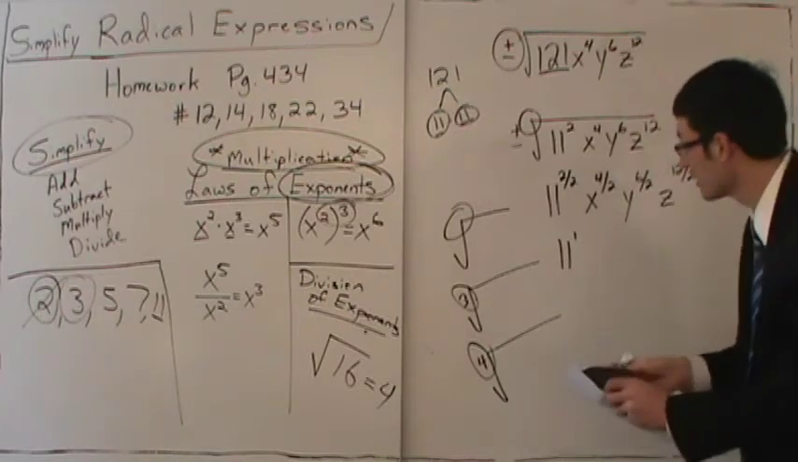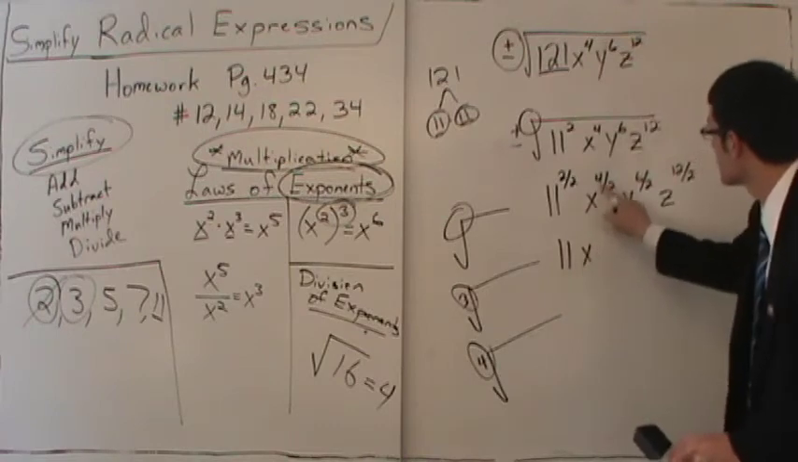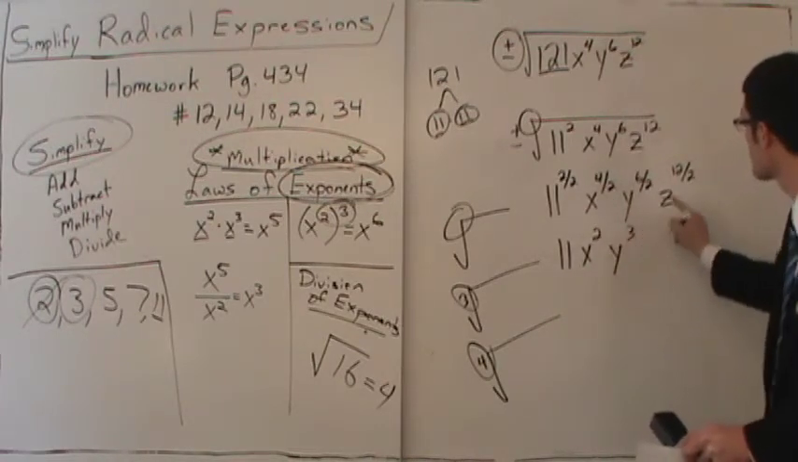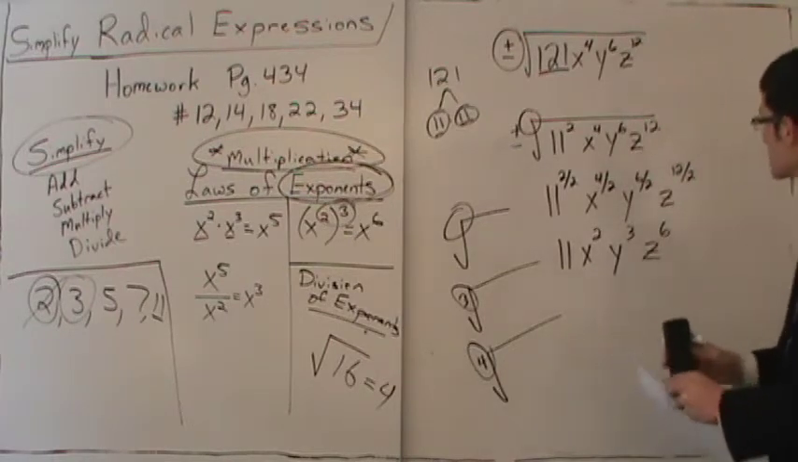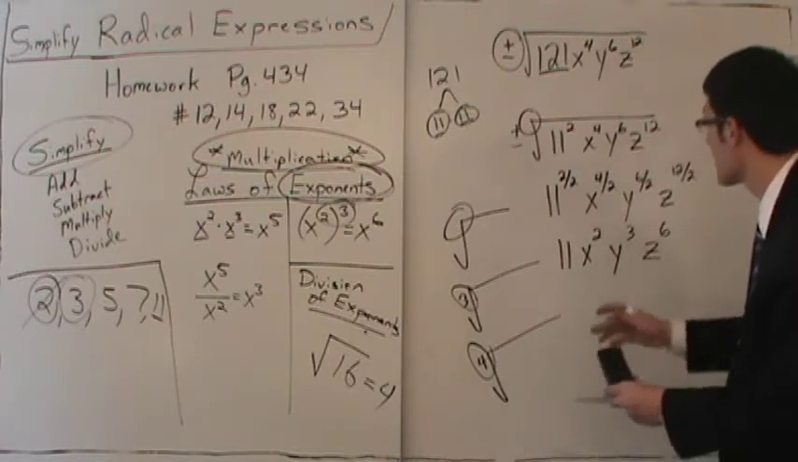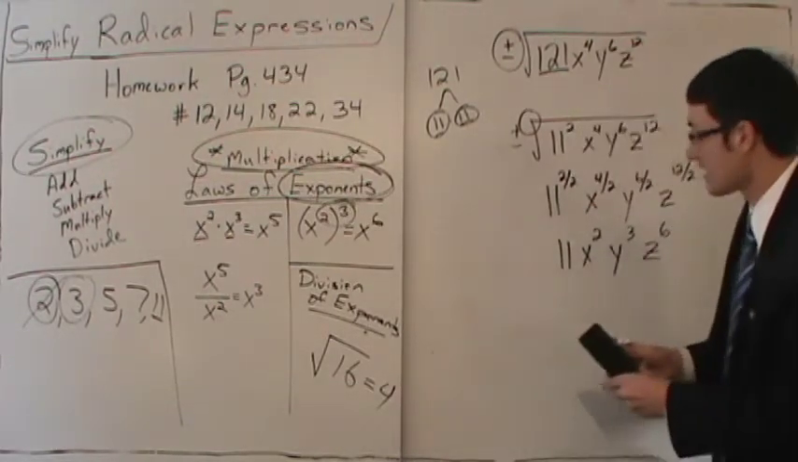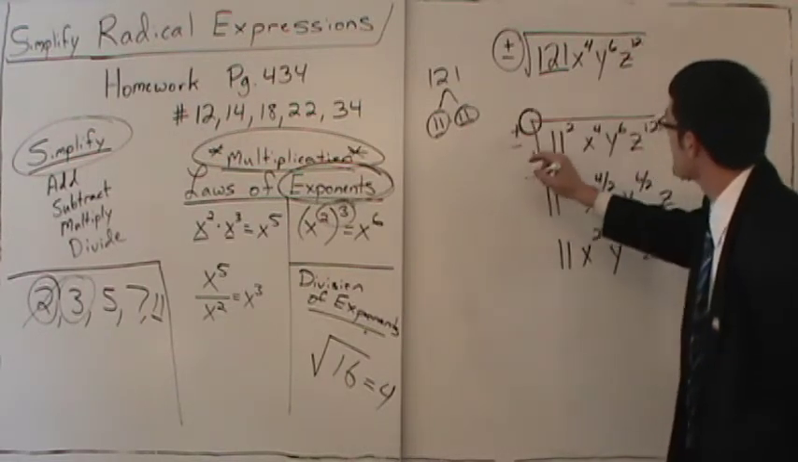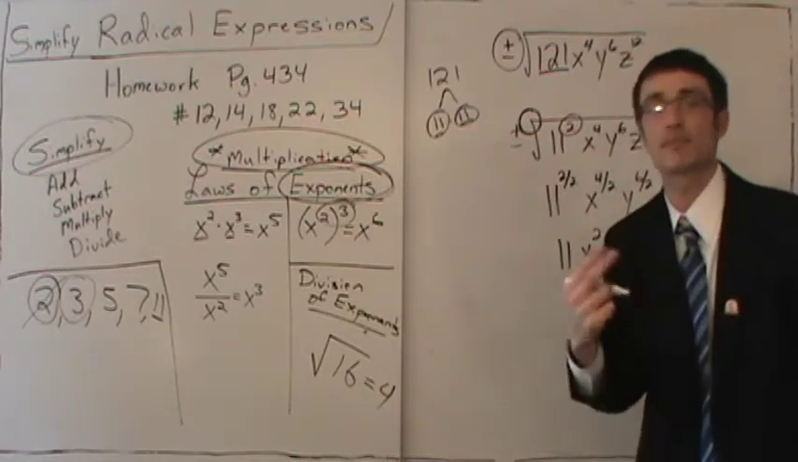Do we have to write the 1? No. We get x to the 4 divided by 2 is x squared. 6 divided by 2 is 3, so we get y to the 3rd. And 12 divided by 2 is 6, so we get z to the 6th. Now, students, if you finish here, this answer is wrong. Why is it wrong? Pay close attention to this. If the index is even, and the exponent is even, you have a case of possible absolute value.